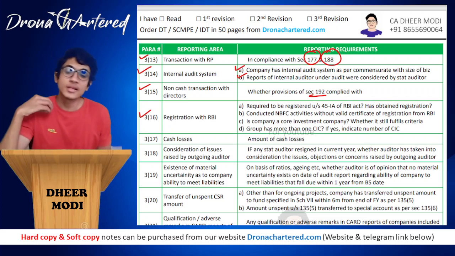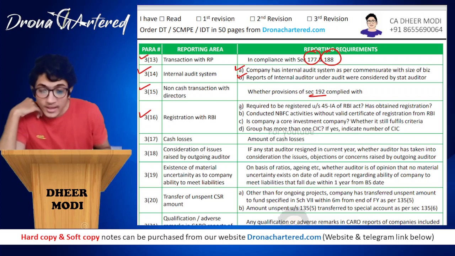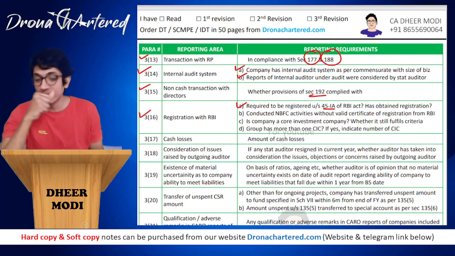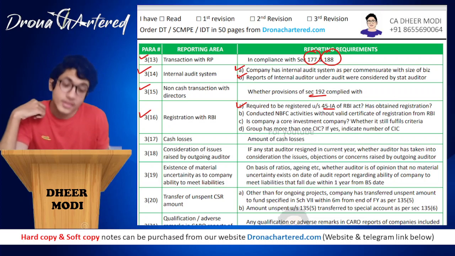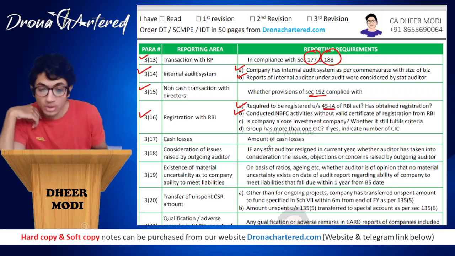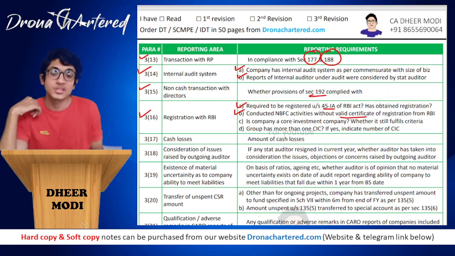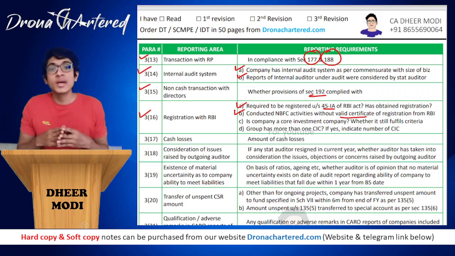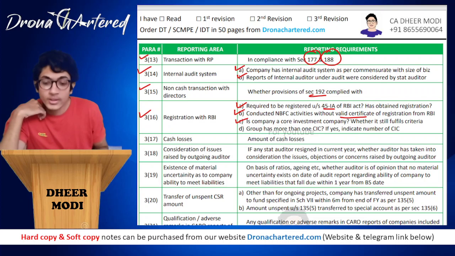Next is section 316. 316 is your registration with RBI. So this we will also be covering under NBFC. That talks about whether it is required to be registered under section 45-IA of the RBI Act. So these are for NBFCs. And if yes, whether the registration has been obtained or not. Your next part is whether it conducted NBFC activities without a valid certificate of registration from RBI. So if you did not take this registration, but you have still been carrying on the activity that an NBFC carries on, in such a case, this will have to be reported under CARO 2020.